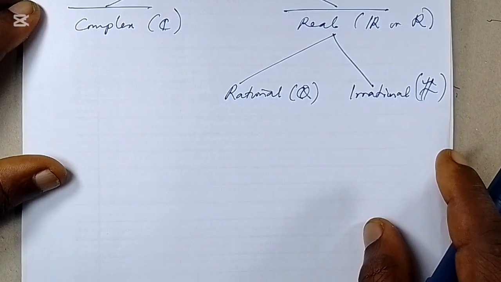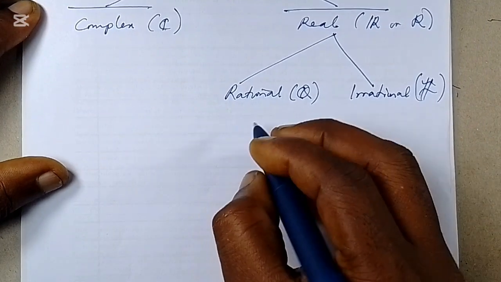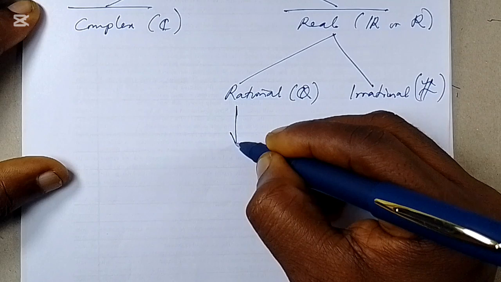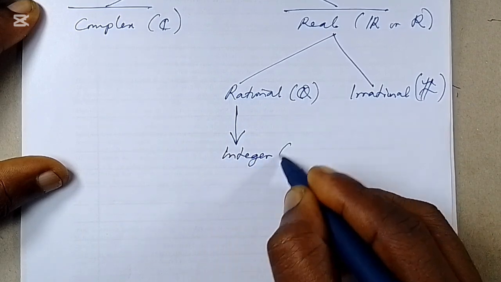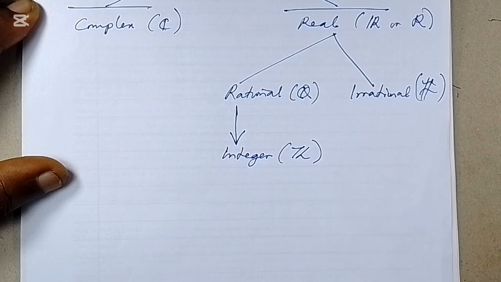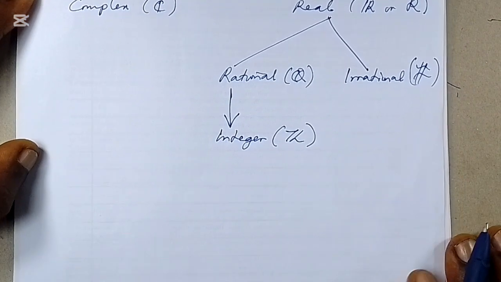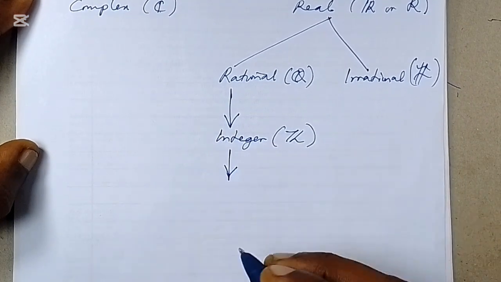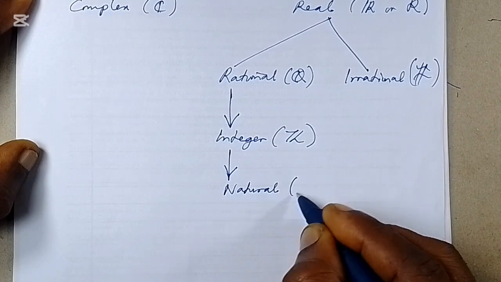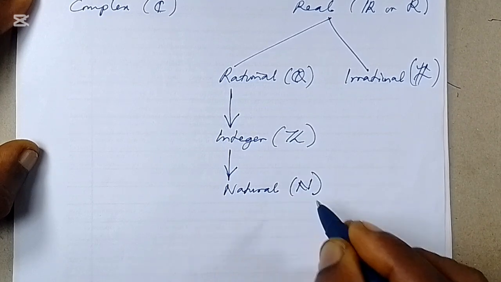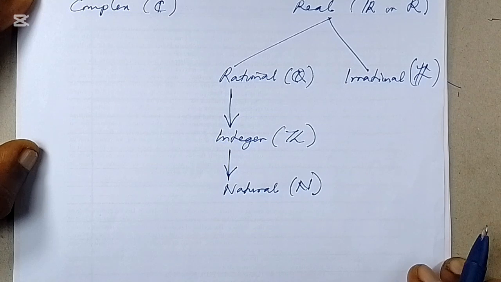Please take note of one thing. If a number is rational, it means that number must have been an integer, and I'm going to be using this type of Z to represent the integer number system. And directly under the integer number system come the numbers we call natural numbers, and I'm going to be using this type of N, conventionally, to represent the natural number system.